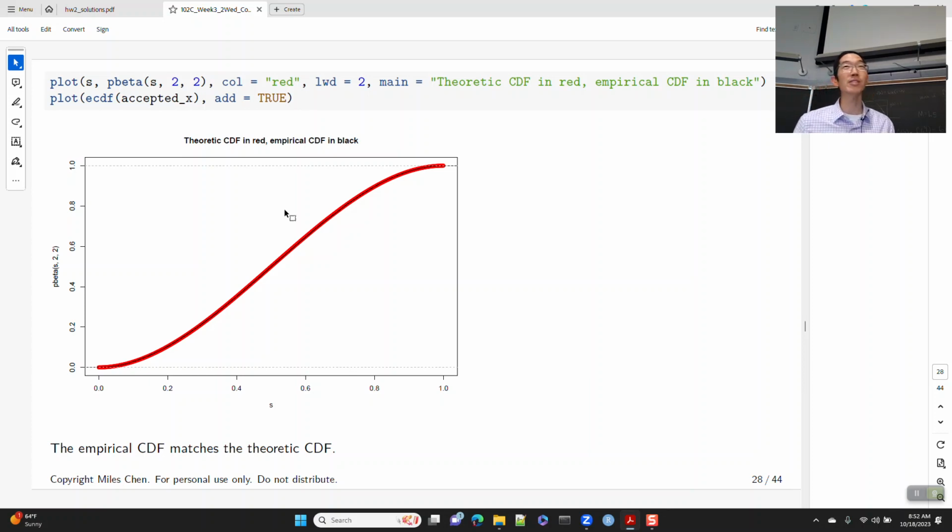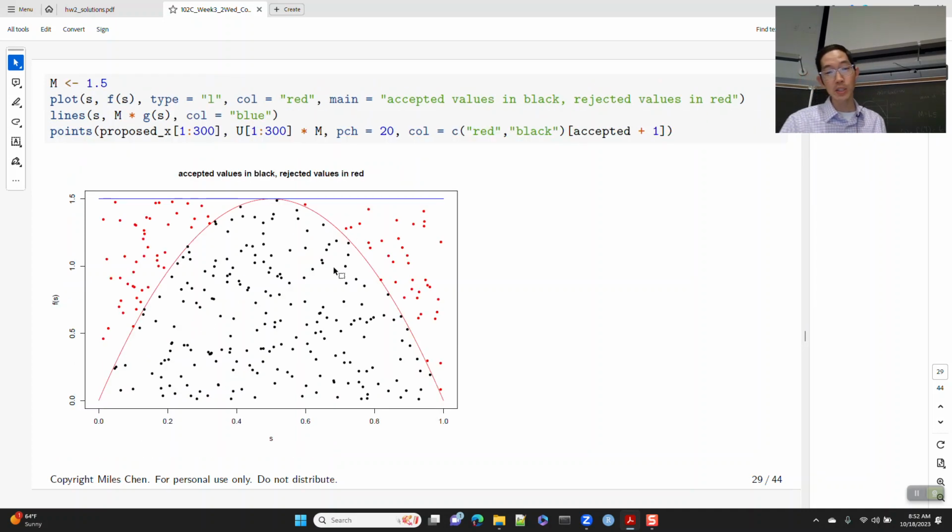Okay, we could run a Kolmogorov-Smirnov test to see if my empirical cumulative distribution function is close enough to the theoretic one. So here is a plot. The theoretic CDF is in red. I don't know why I made the line width so thick. The empirical CDF is in black, and it's really hard to see, but you can see the empirical and the theoretic CDF match very closely.